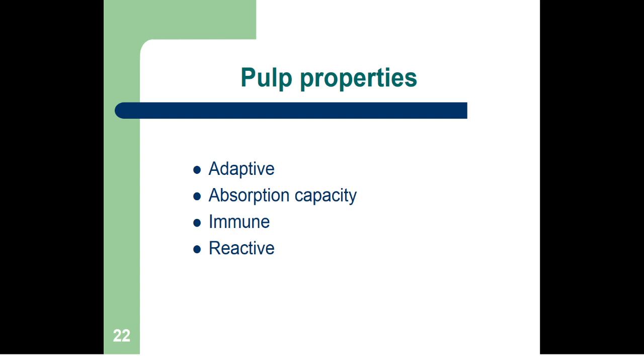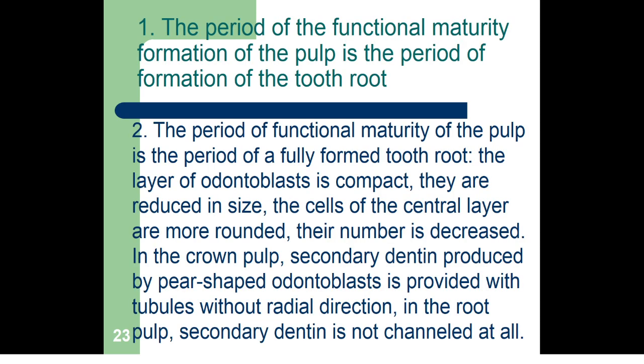And what about pulp properties? They are adaptive, absorption capacity, immune, and reactive properties. The period of the functional formation of the pulp is the period of formation of the tooth root. The period of functional maturity of the pulp is the period of a fully formed tooth root.